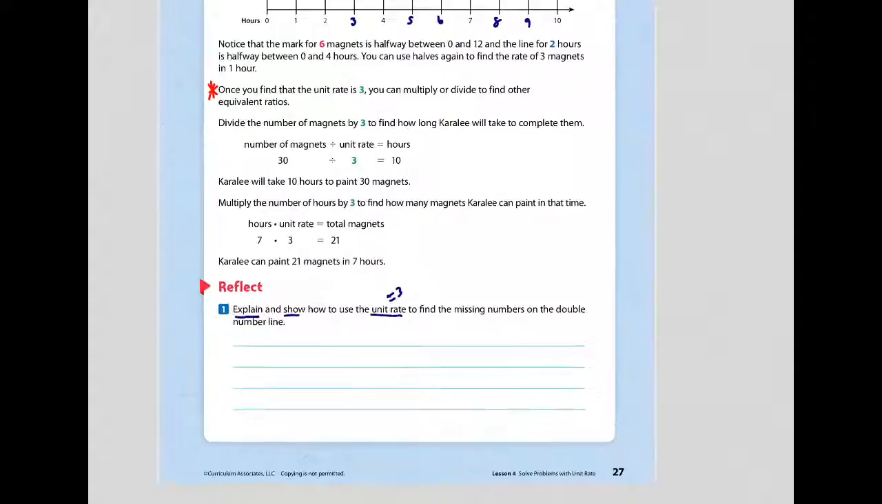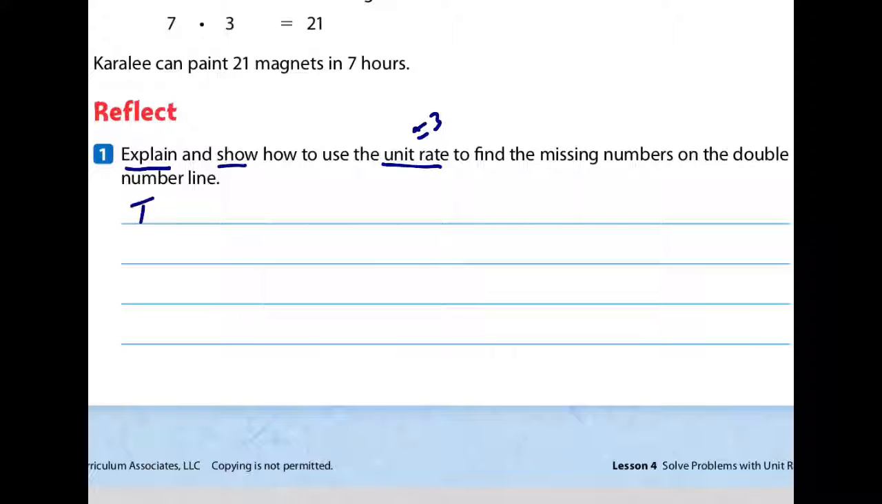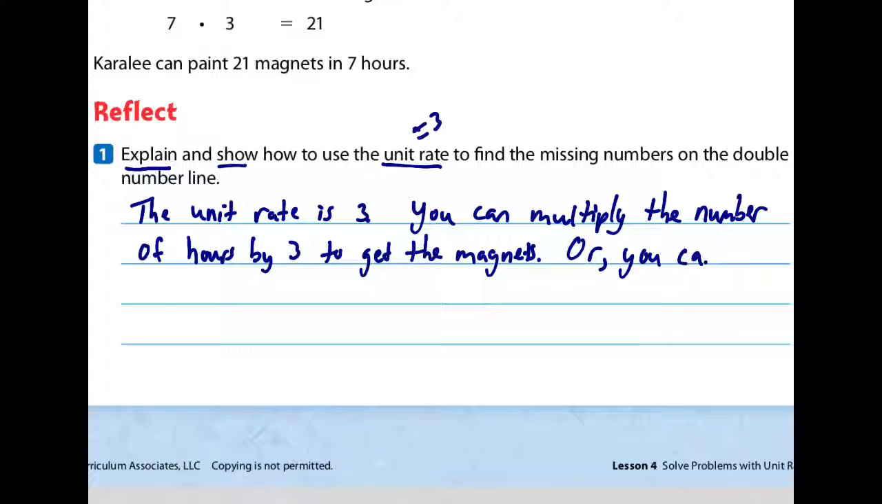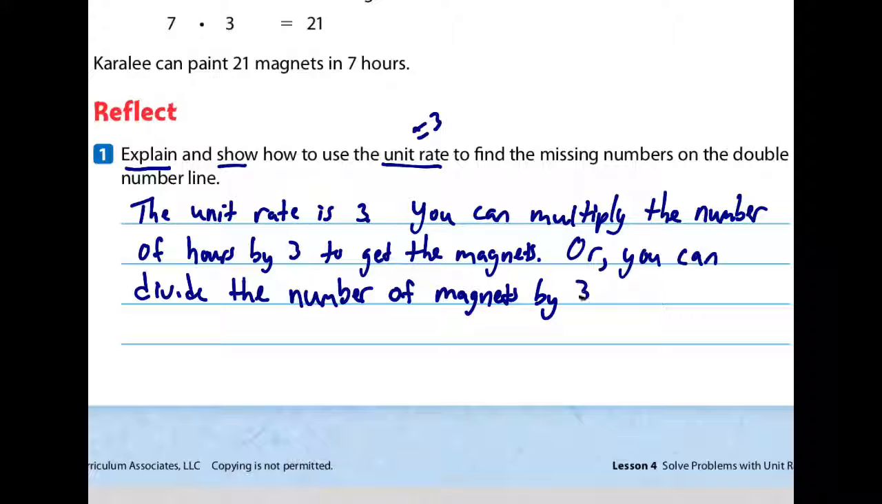Now I'm just going to explain that. So I'm going to say that the unit rate is 3. You can multiply the number of hours by 3 to get the magnets. Or you can divide the number of magnets by 3 to get the hours.